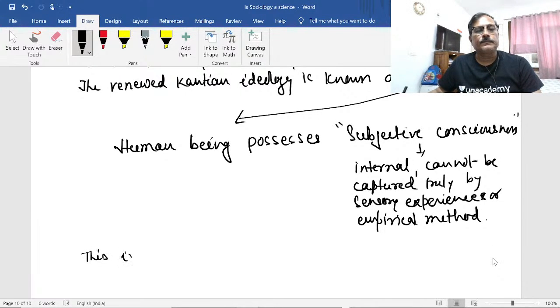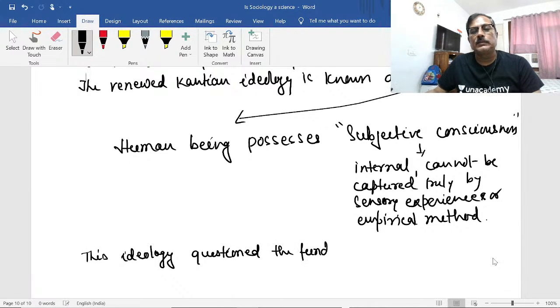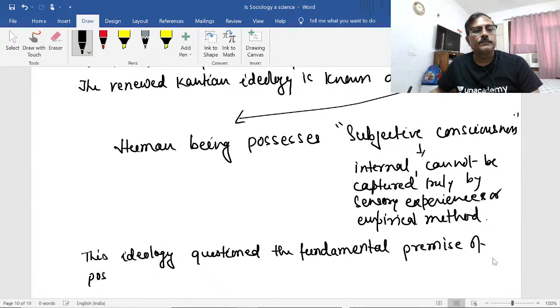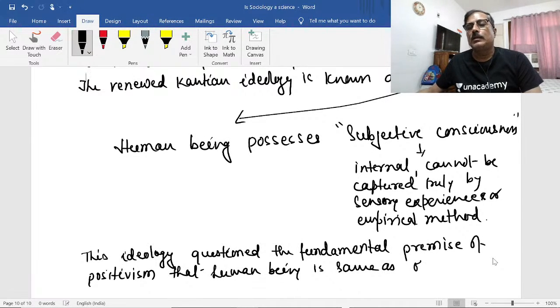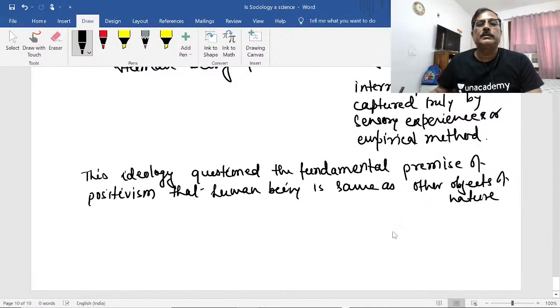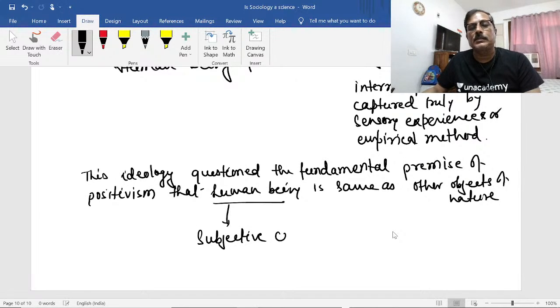This ideology questioned the fundamental premise of positivism that the subject matter, the human being, is the same as other objects of nature, right? And what they said is that human being possesses subjective consciousness, which is also described as divine idea.